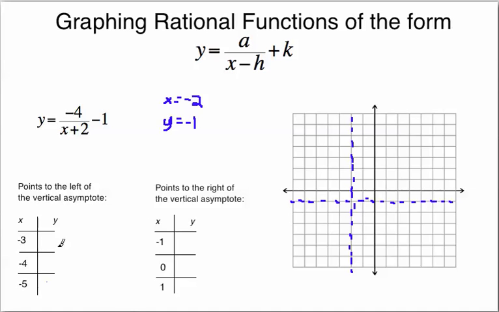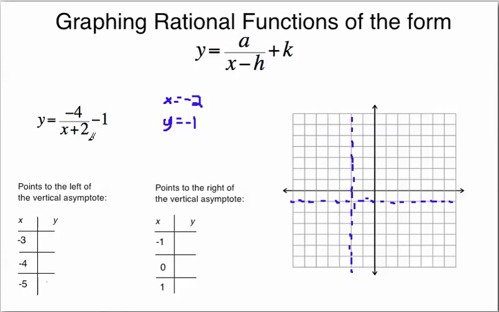Once you've done that, you're going to pick a couple of points to the left and a couple of points to the right of the vertical asymptote. The numbers you pick are going to depend on whatever it is you have on your graph. The vertical asymptote is x equals negative 2, so when we go to the left of that, we want to pick negative 3, negative 4, and negative 5. That's where I got these numbers. And then you just plug them in.